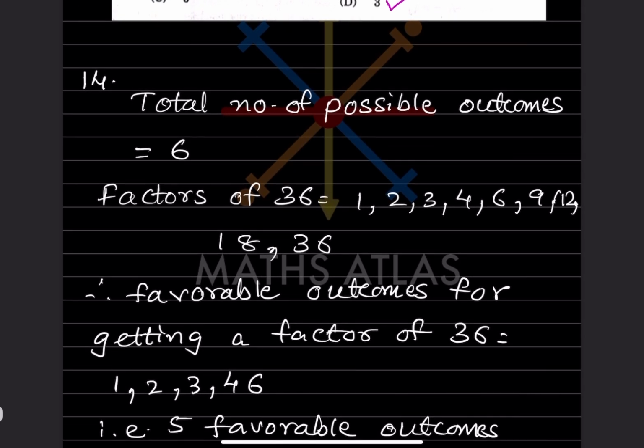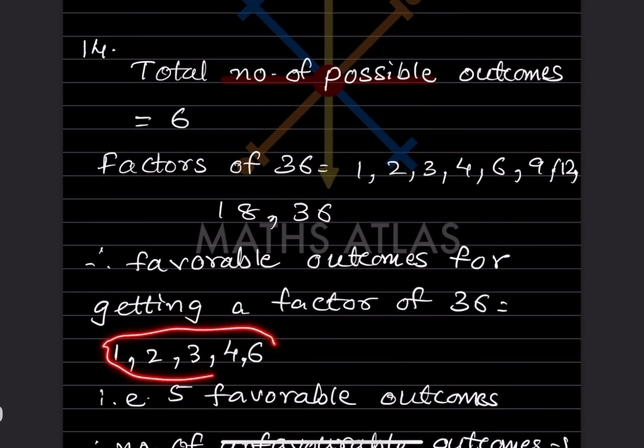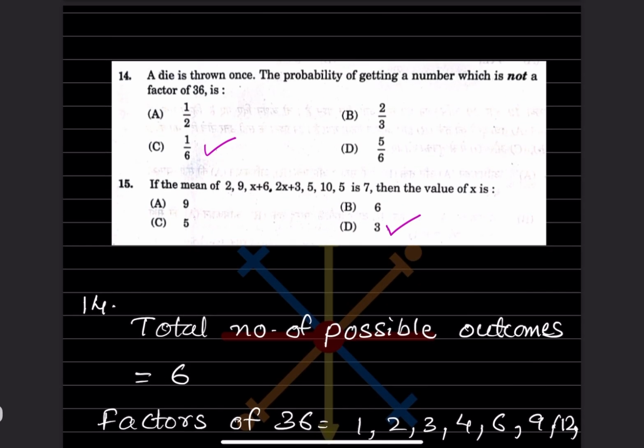Now what we can see here, the favorable outcomes for getting a factor of 36. The numbers in a die are 1, 2, 3, 4, 5, 6. But here we don't have 5, so we are just going to write these numbers. How many are there? 1, 2, 3, 4 and 6. So these are 5 favorable outcomes. And the number of unfavorable outcomes is going to be 1, because 5 is not a factor. Here we cannot see 5 over here. We have to find the unfavorable ones, because what is given here is a number which is not a factor of 36.